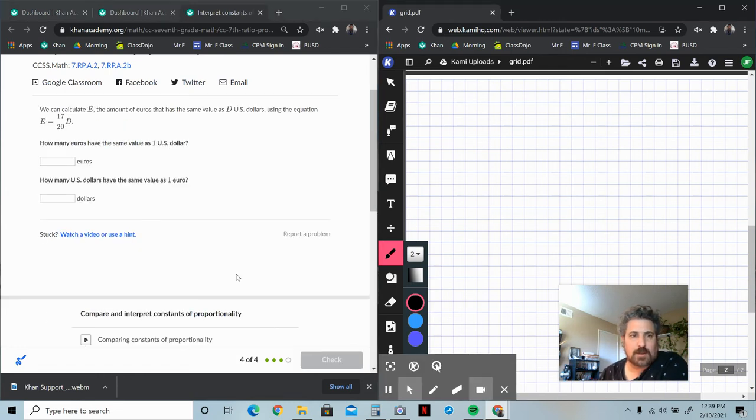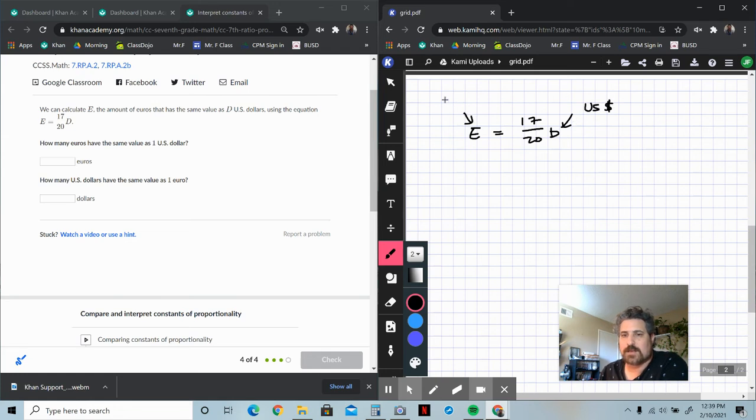It says that we can calculate E, the amount of euros that has the same value as D US dollars, using the equation E equals 17/20 D. So basically here we have the equation E is equal to 17/20 D, where the D is the US dollars and the E is the number of euros. So basically, one US dollar is worth 17/20 euro. 2 US dollars is worth 34/20 euros, and so on and so forth.